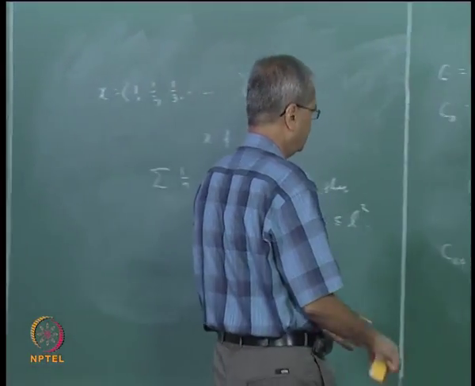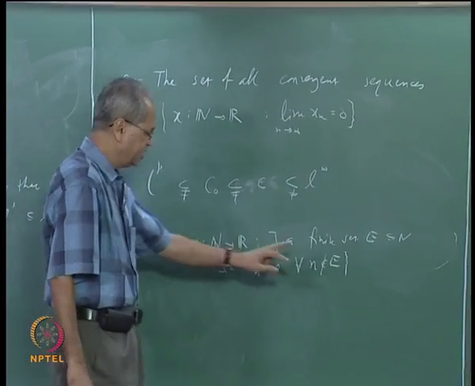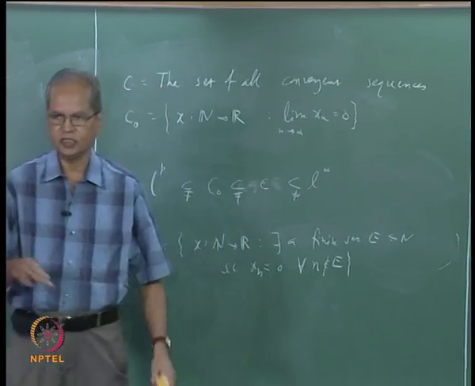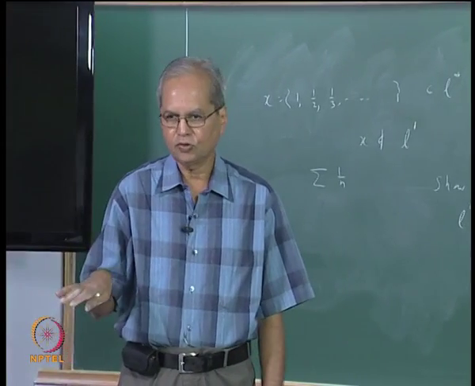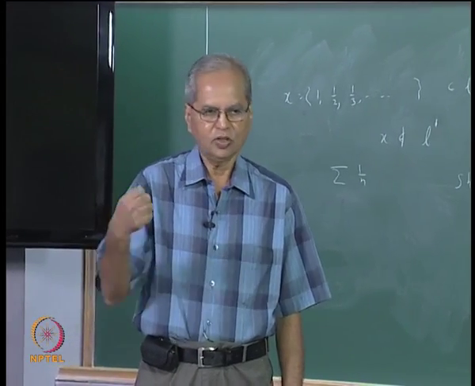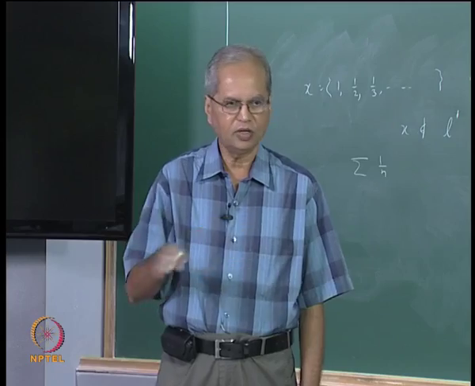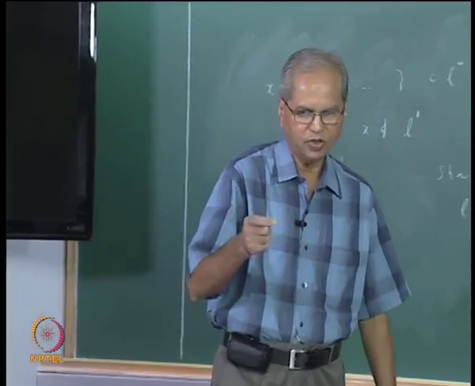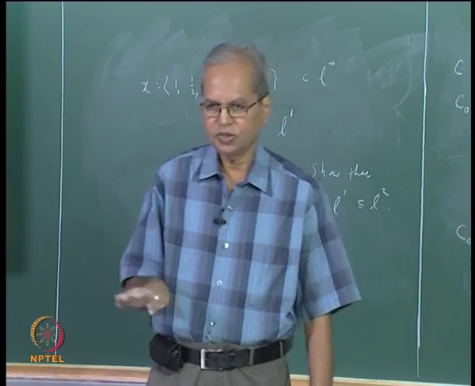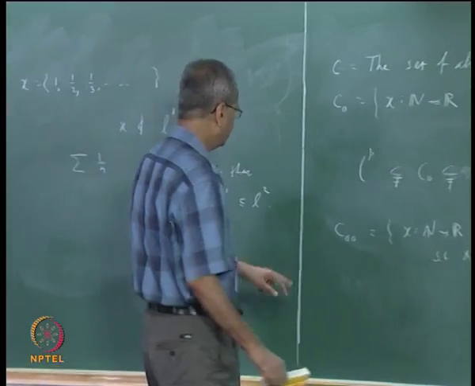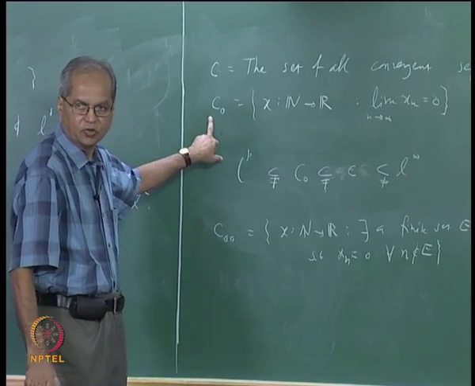Since this E is a finite set, I can take some number which is bigger than all of those numbers in E. Suppose I call that number n0, a number which is bigger than all numbers in E. Then what can we say about xn for n bigger than or equal to n0? They are all 0, right. So what can we say about the relationship between C0 naught and C0? C0 naught is contained in C0.